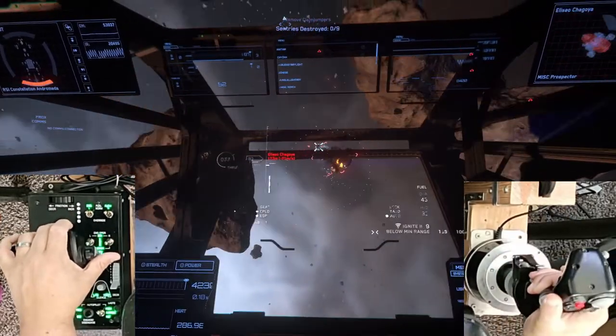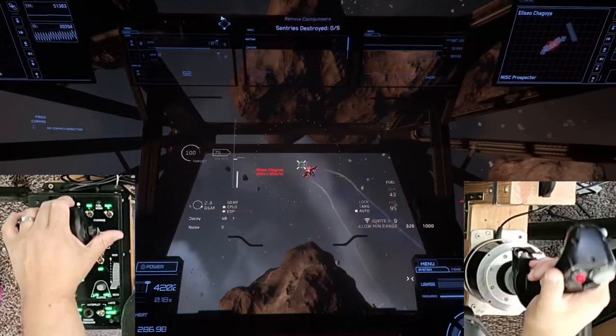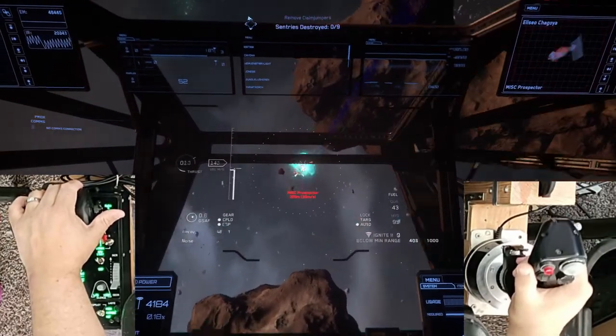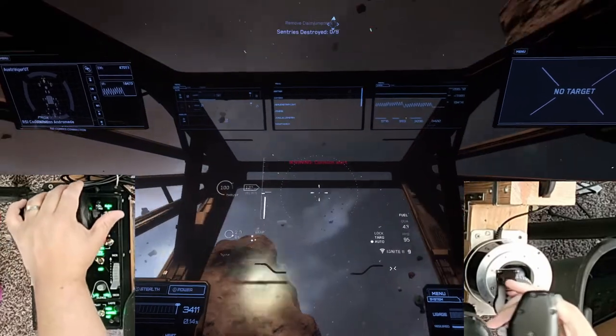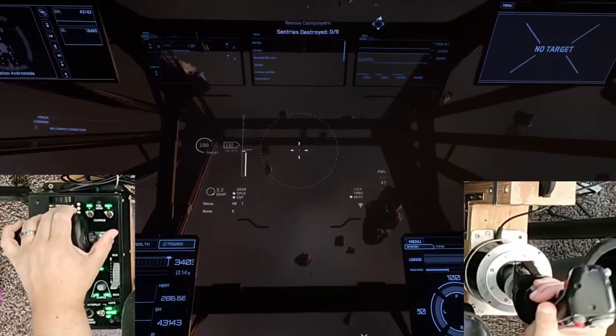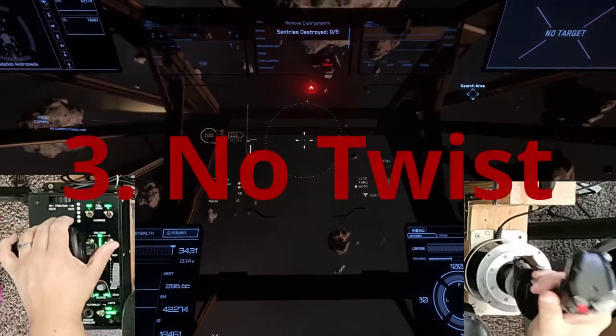You can find guides online walking through the process to perform this. Finally, there's also an issue that can occur with the centering mechanism of the stick, allowing the gimbal to twist. This particular problem requires parts to repair. Number three is its lack of twist.